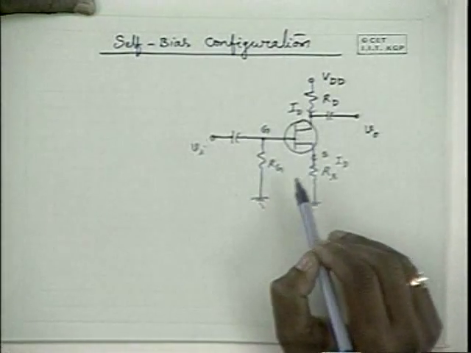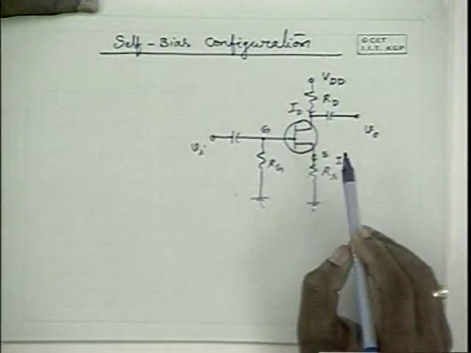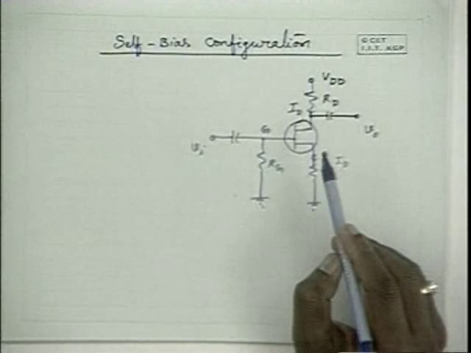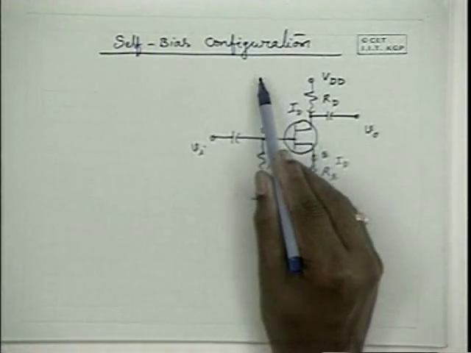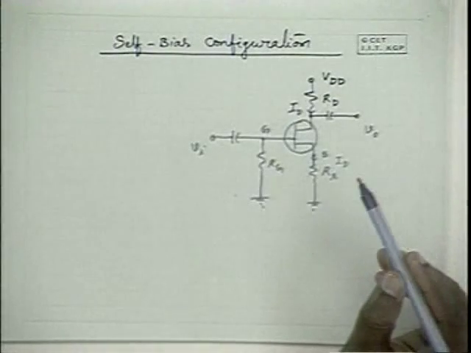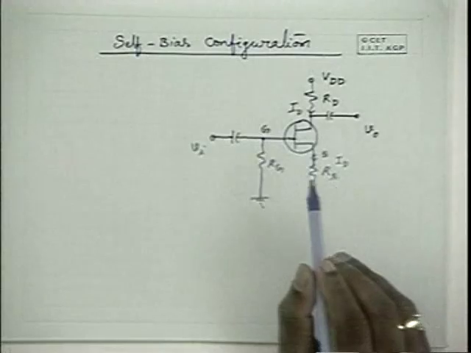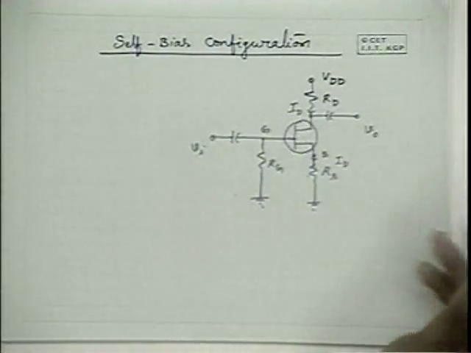And this is the self-bias configuration, one way of doing it. That means there are different self-bias circuits possible. One can use a voltage divider bias here, and that is also a self-bias circuit. So now let us first analyze the circuit and then see how it can be used for the design also.